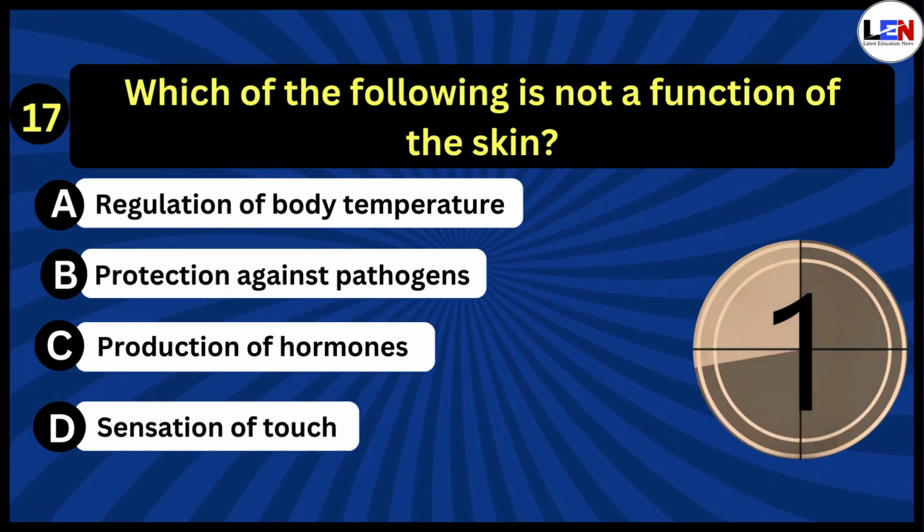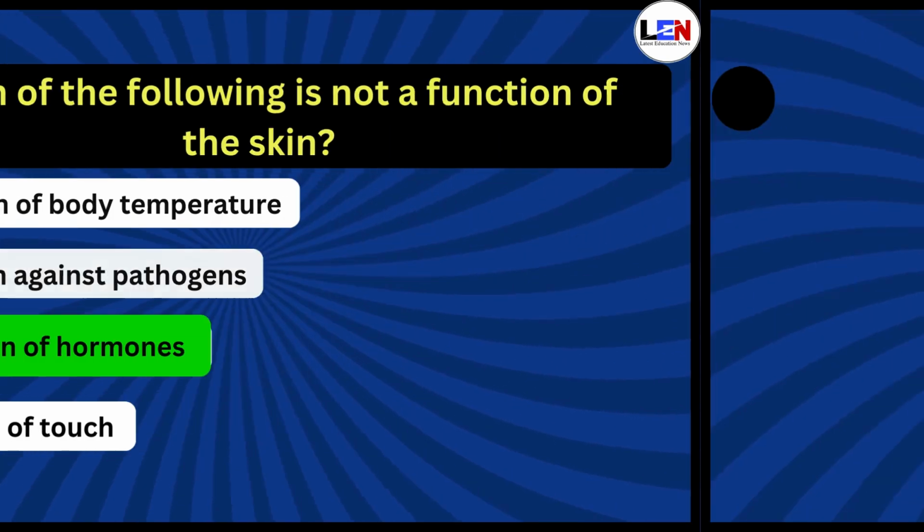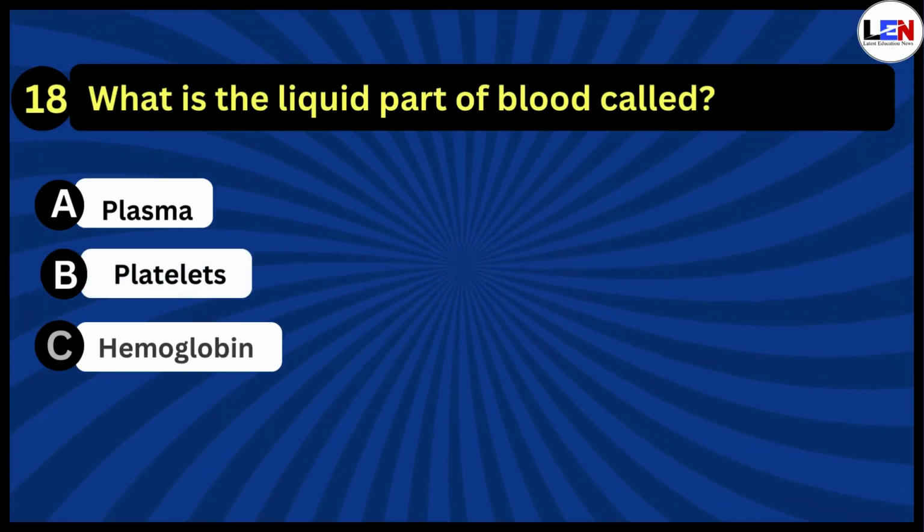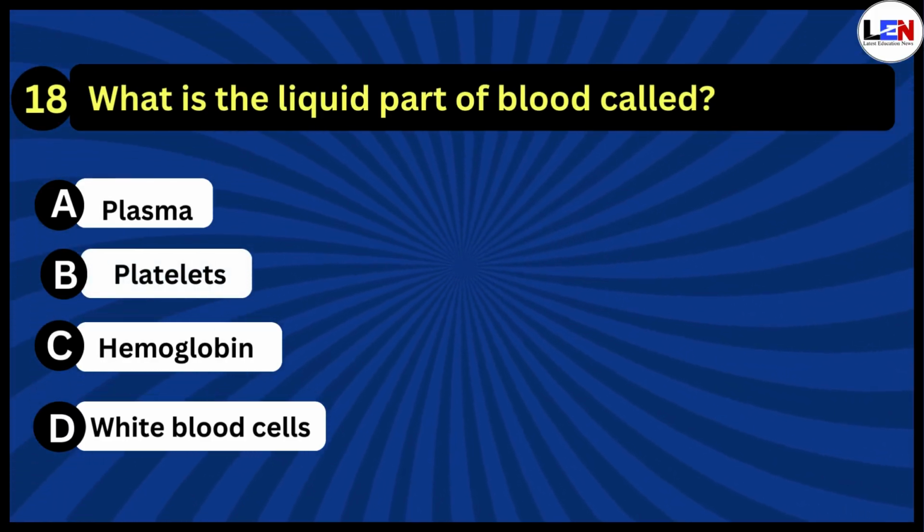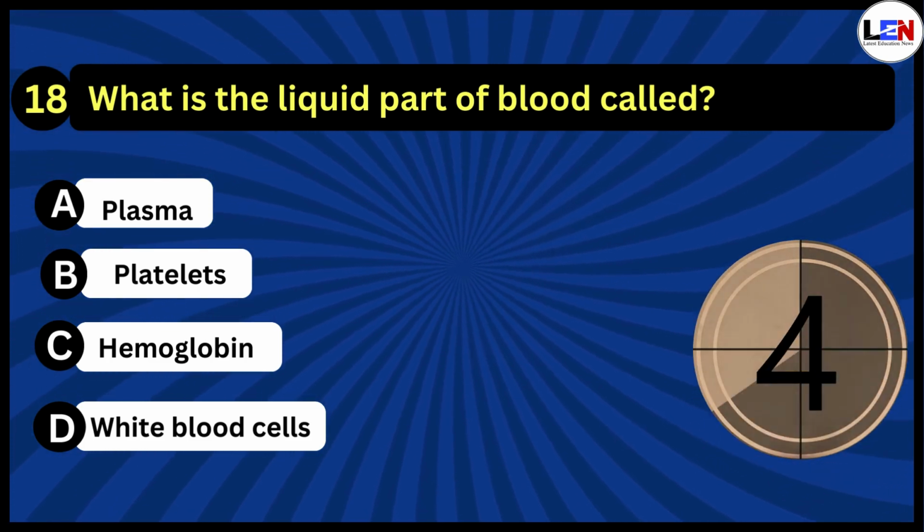Which of the following is not a function of the skin? A. Regulation of body temperature. B. Protection against pathogens. C. Production of hormones. D. Sensation of touch. The correct answer is option C. Production of hormones.